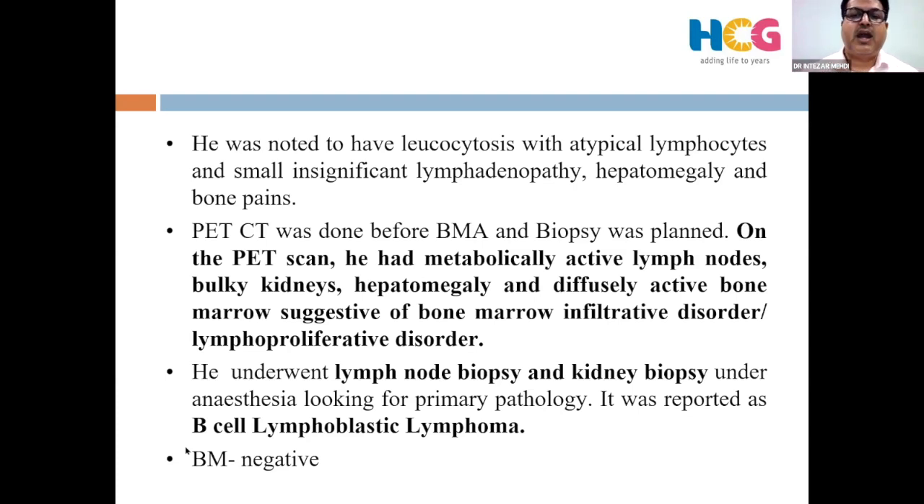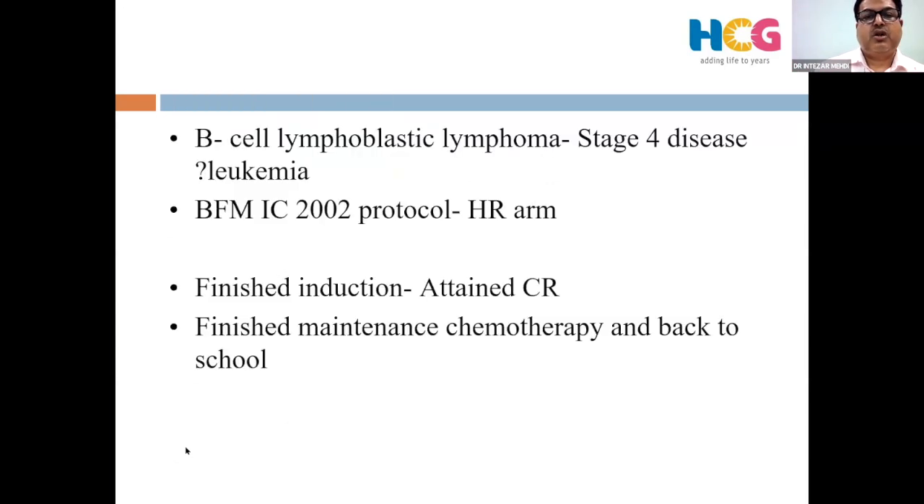On PET scan, he had metabolically active lymph nodes, bulky kidneys, hepatomegaly, and diffusely active marrow, suggestive of some kind of lymphoproliferative or bone marrow infiltrative disorder. So we decided that under sedation, we went ahead and did a lymph node biopsy, kidney biopsy, as well as bone marrow biopsy. Because we thought if we just do a bone marrow, we might not get the diagnosis, because this patient was something like partially treated. And as you can see, PET scan is showing a lot of disease. So the bone marrow biopsy was negative, but the lymph node and kidney biopsy showed B-cell lymphoblastic lymphoma, stage 4 disease. Probably this was leukemia to start with, and because of partial treatment has become like this.